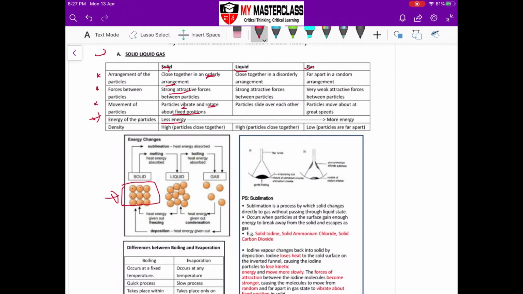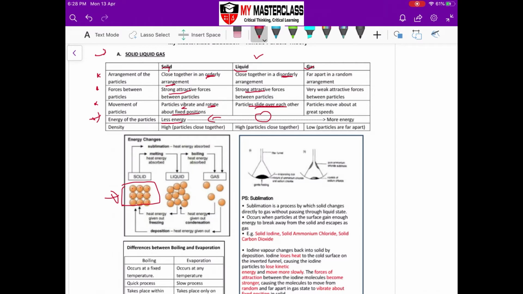Next, we have the liquid. The keywords that we have to use are disorderly or irregularly arranged. They have the same strong attractive force, but the particles are sliding over each other in layers. And of course, it has a little bit more kinetic energy than the solid.